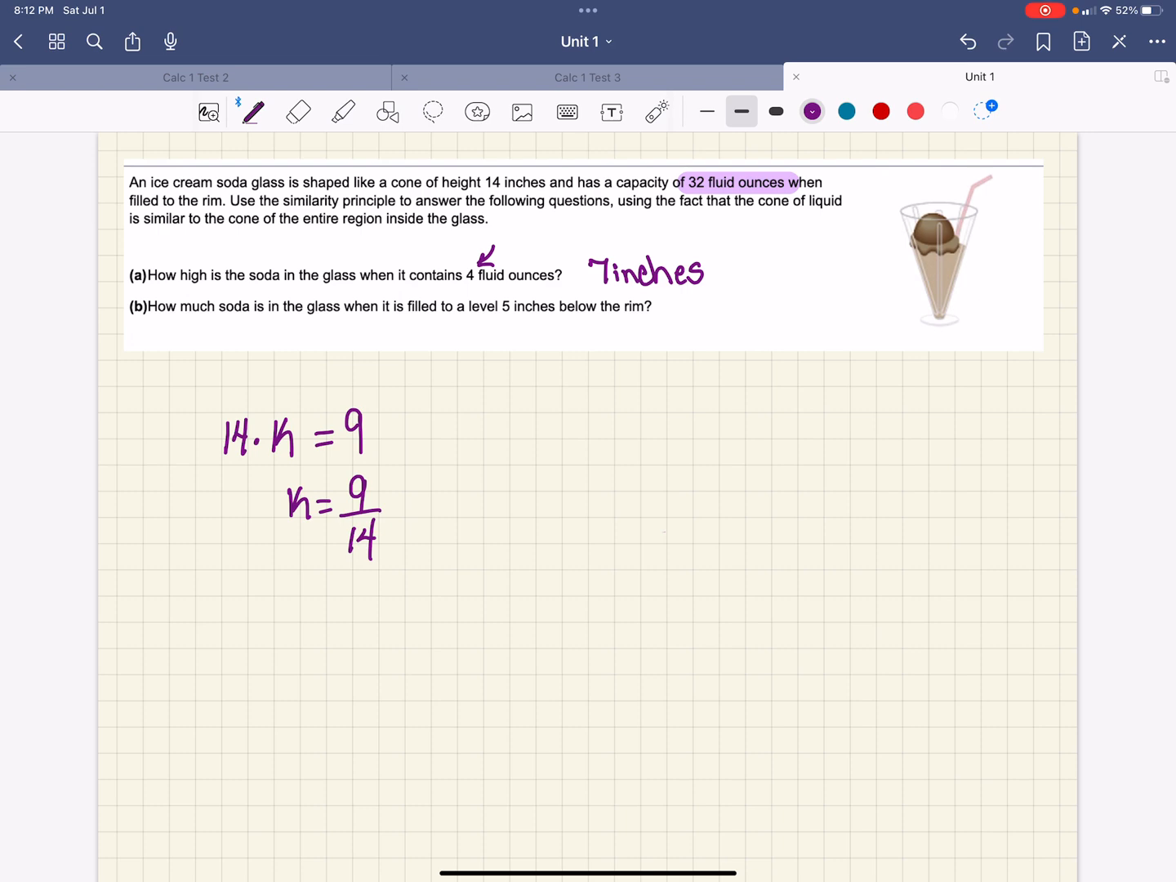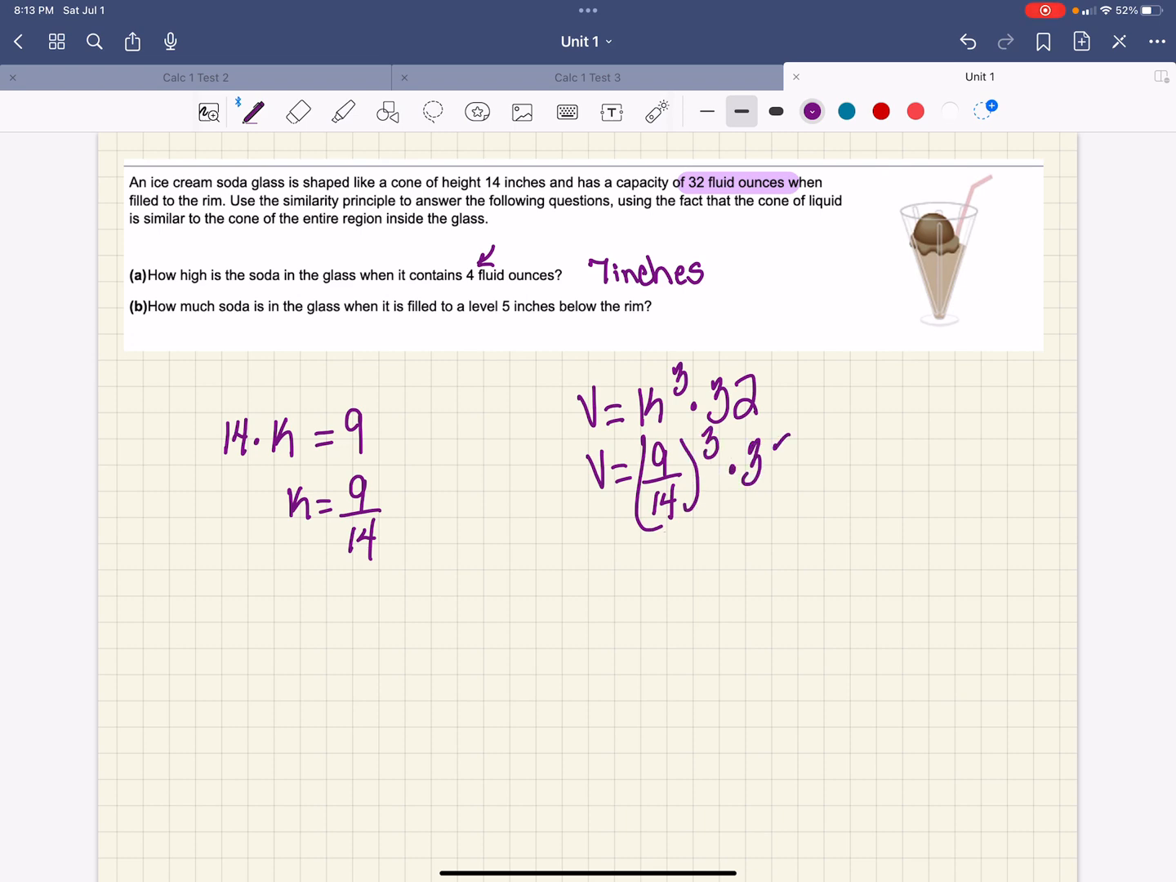Okay, and now we are going to plug that in to our volume to find out how much soda is in the glass. So our volume is going to be K cubed times our 32, and I'm getting this 32 from right here. This K factor is cubed now because we've gone from height, which is linear, to volume, which is cubic. So now I've got V equals (9/14) cubed times 32.